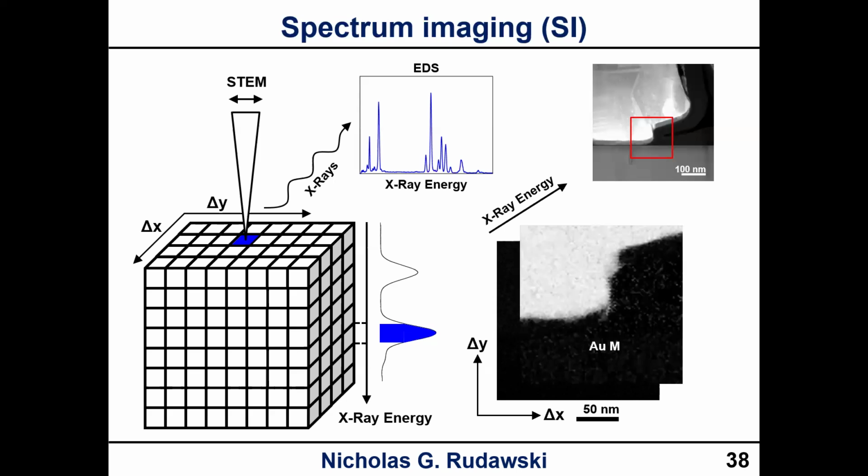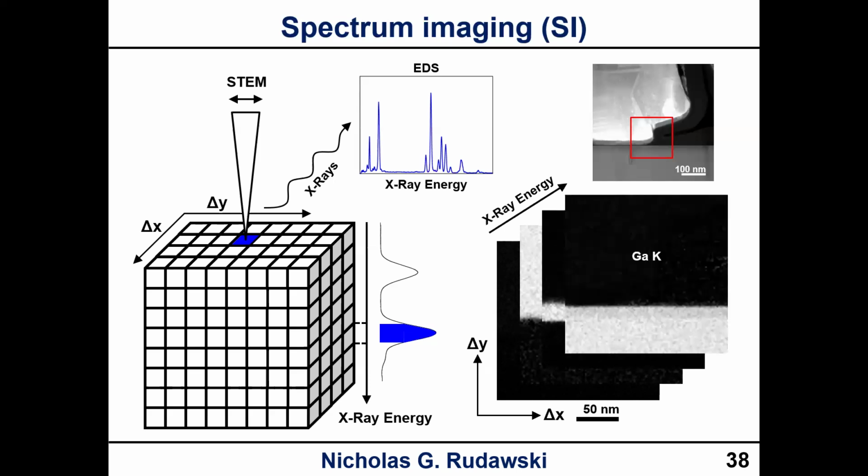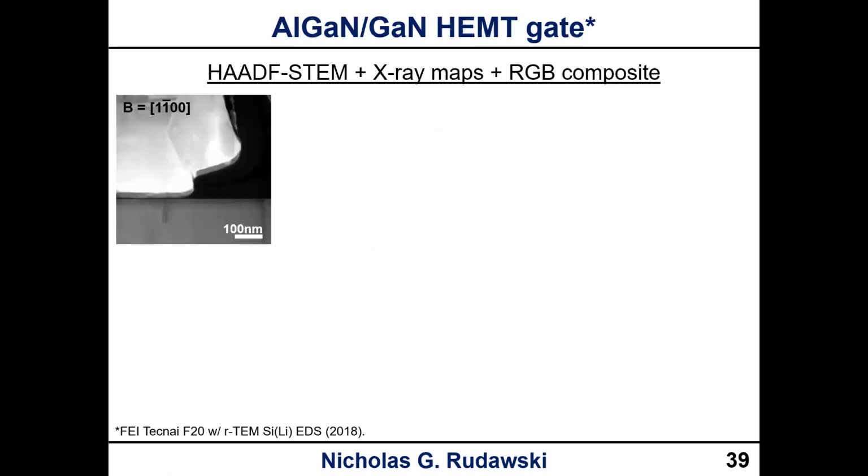As we go up in energy, we go to gold M. We can see, as we go where we have the gold, we're going to see more signal. We have the nickel K, so that's actually what that gray stuff is underneath the gold. And then we also have gallium K, which is basically everywhere in my GaN, or my AlGaN-GaN epi layers.